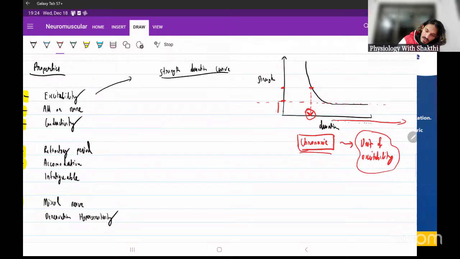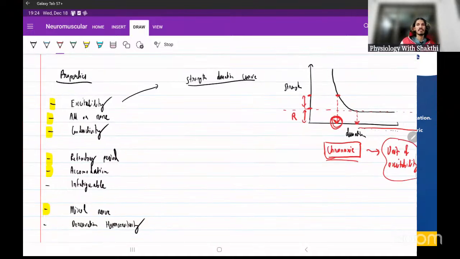Now this is called your rheobase. Twice the rheobase you take and that duration is chronaxy. And while rheobase is given, that duration is your utilization time. So this is just your strength duration curve. So you talk about what is excitability, talk about your strength duration curve, talk about chronaxy. That is what you do in excitability.